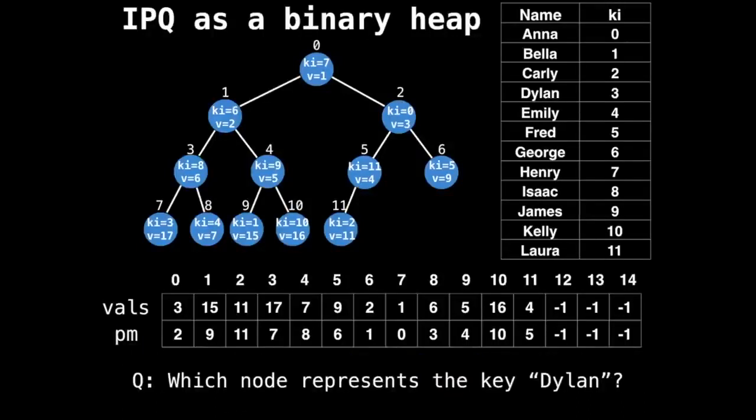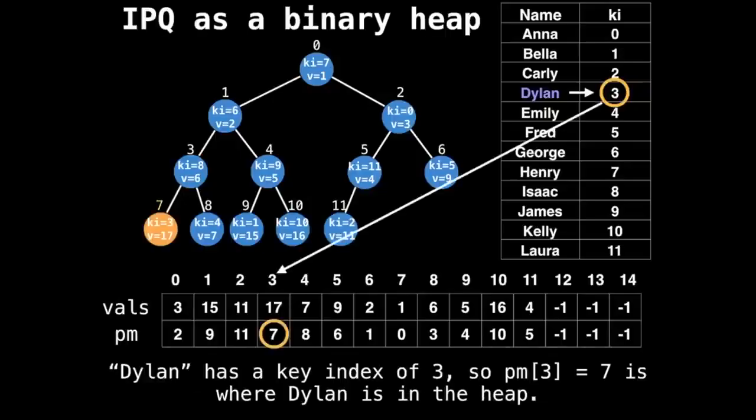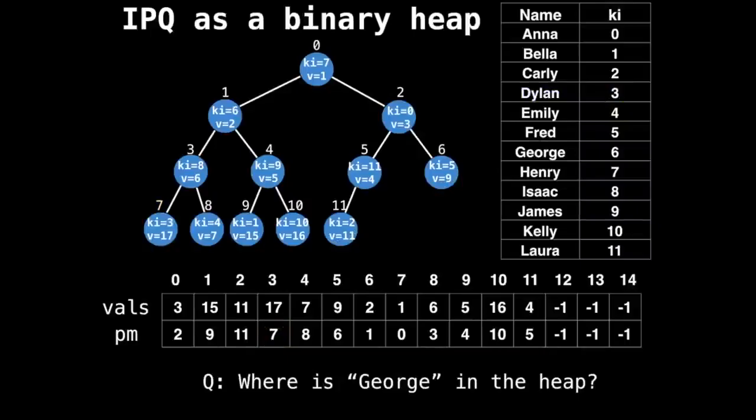As an example, let's find out which node represents the key Dylan. First, find a key index for Dylan, which happens to be 3. Then look up index 3 in the position map to tell you where Dylan is in the heap. It looks like Dylan is at the node at the index 7, highlighted in orange. Now here's a follow-up question. Where is George in the heap? I'll give you a quick moment to figure that out before I give you the answer.